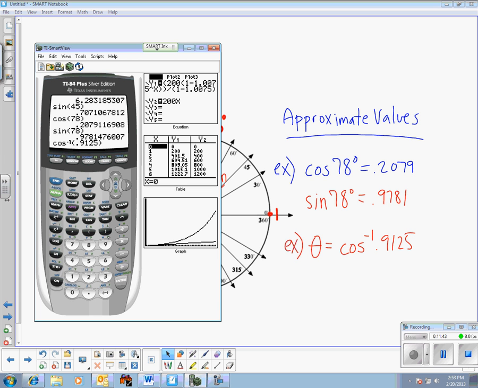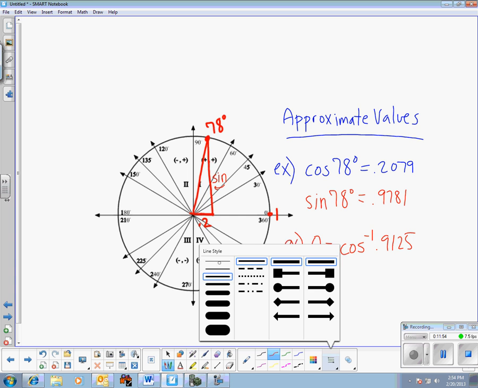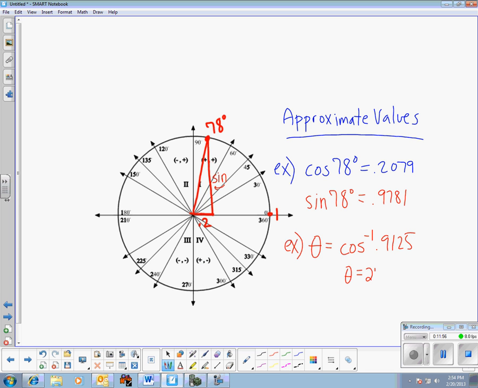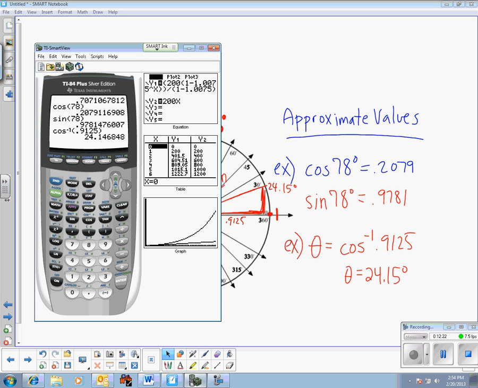And what the calculator is going to tell us is what angle I need to go to for my cosine to be 0.9125, and that's 24.14 degrees. So what does that mean? That means if I go to 24 degrees, which is about right here, my cosine, or my x value, which is this part of the triangle, you can see it's almost to the edge, so it's almost 1, and it's 0.9125. So inverse trig on the calculator is a piece of cake. You just hit the second button first before you hit your sine, cosine, or tangent.